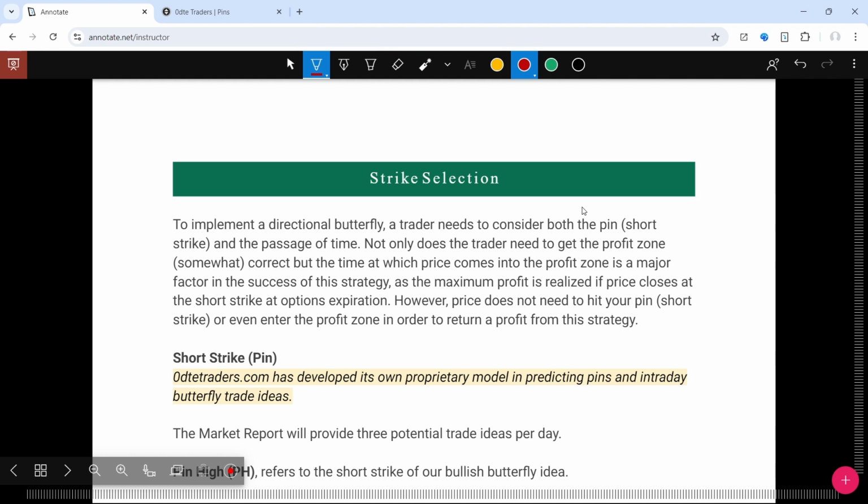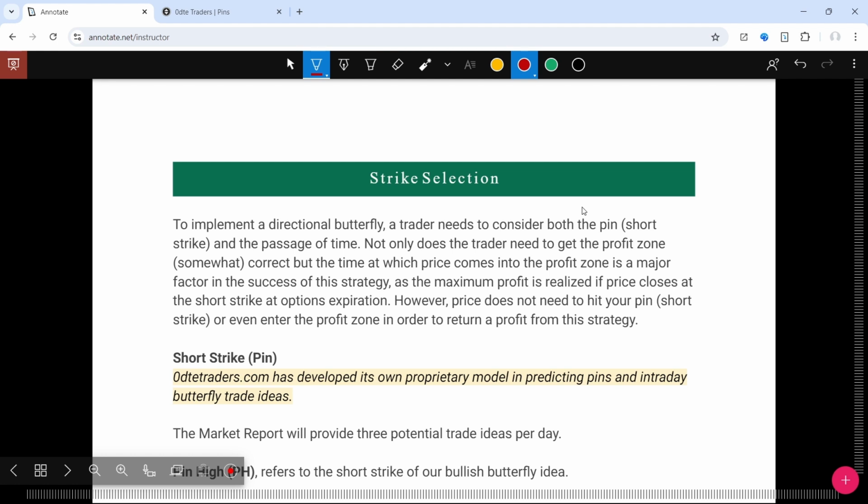Now, to implement a directional butterfly strategy, you need to consider your short strike. As we highlighted, that's probably the most important part of the trade structure, because that's your target, your pin. You want it to be somewhat in the realm of possibilities. It doesn't need to be perfect, because you can still profit even if that pin does not get tested or we do not enter the profit zone. However, the maximum profit is realized at expiration, so we ideally want it to be in play at the end of the day. So you need to consider that short strike and also the passage of time.